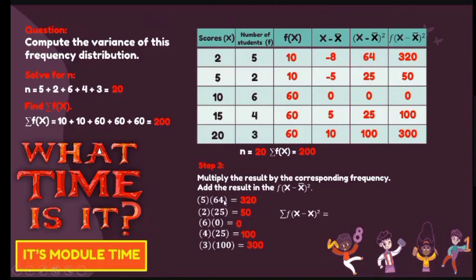Next is to add the result of the sixth column. This is the part. Add 320, 50, 0, 100, and then 300 to get the summation. So our value is equal to 770. So our sixth column total is equal to 770.